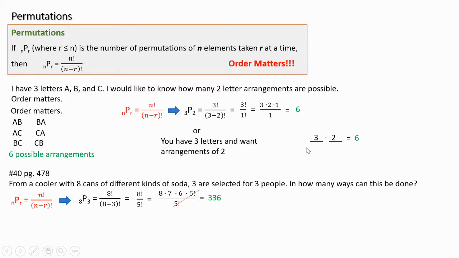Now, what's the other way we can do it? We can also do it this way, by putting 3 blanks there. You have 8 cans and arrange 3, so it's going to be 1, 2, 3. So there are 8 different kinds of soda.